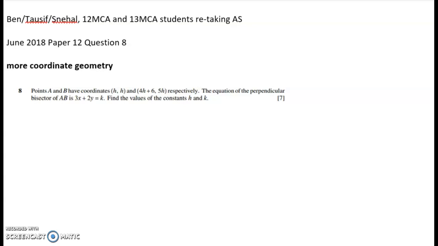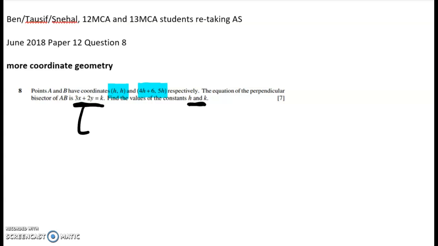Unfortunately, their coordinates are not numbers. They are numbers, but they're numbers we don't know. So point A is (h, h) and point B is (4h plus 6, 5h), with 4h plus 6 for the x coordinate and 5h for the y coordinate. Then we're given the equation for the perpendicular bisector, and that's 3x plus 2y equals k. We have to figure out what h and k are.